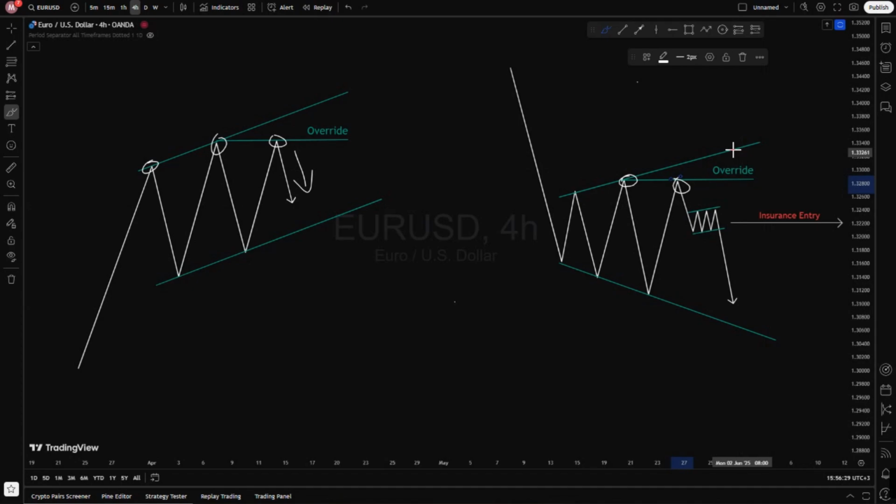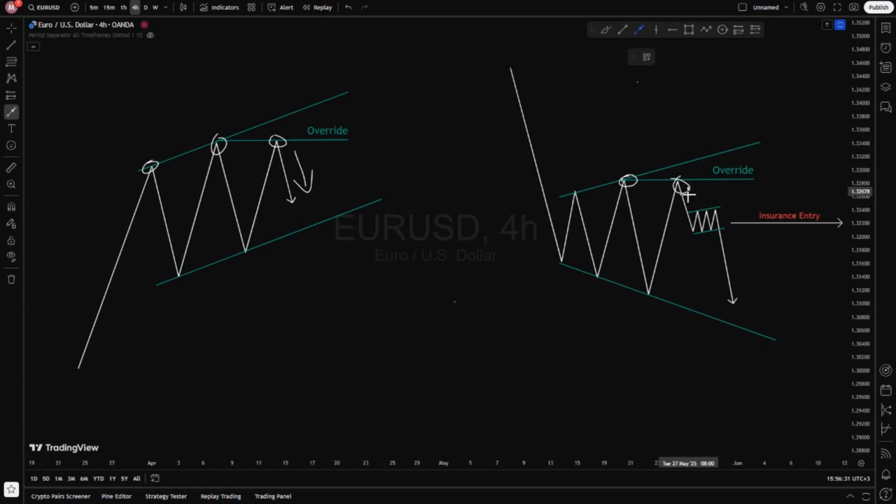The override tells you, okay, we might not be going for the third touch. The rejection is already happening here. But you're not just selling off that first rejection. You're smarter than that. You're waiting for confirmation. The insurance entry logic. So imagine you're on the 1-hour time frame. You were waiting for that third touch.